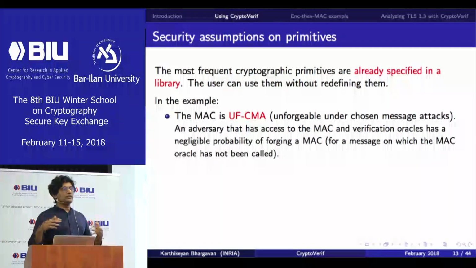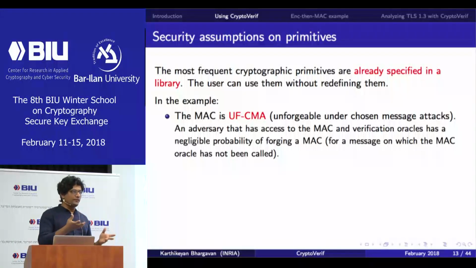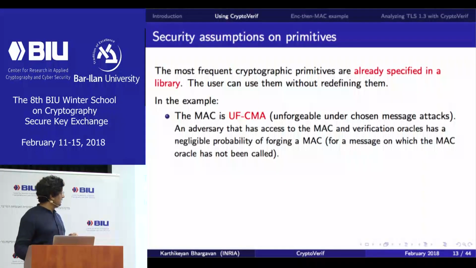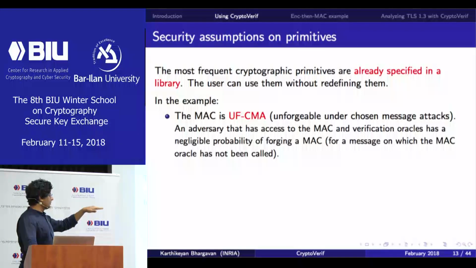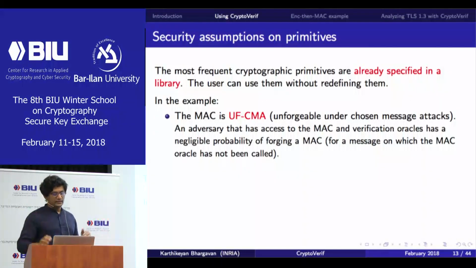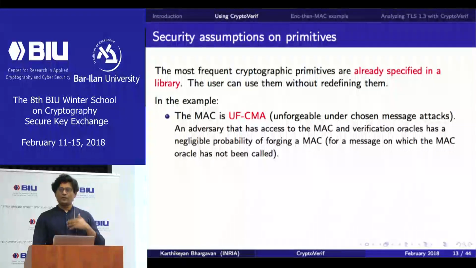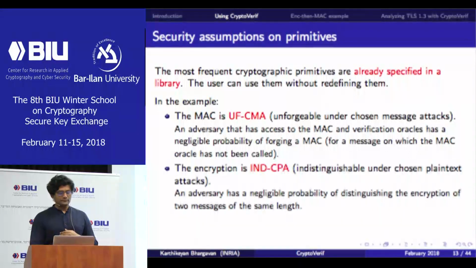But you can also define your own, or extend it, or modify these assumptions if you need to. And what you will use for the Mac is UFCMA, which is essentially that an adversary who's given access to the Mac and verification oracles has a negligible probability of forging a MAC on a message for which the MAC oracle was not called. This is something that you have seen before, I'm just repeating it.